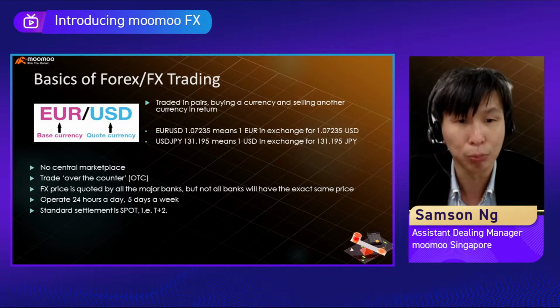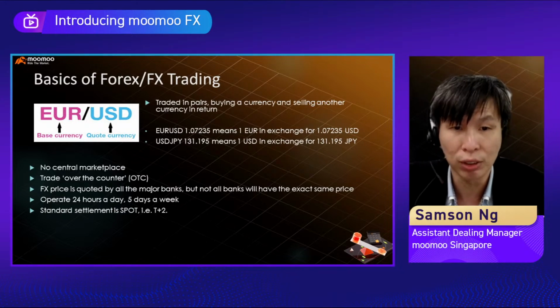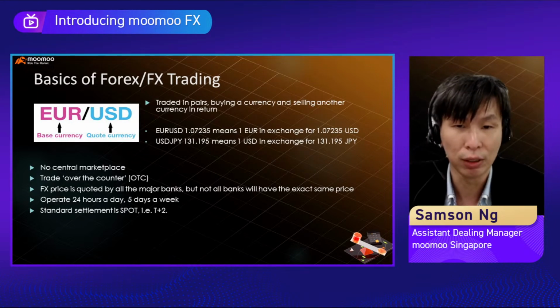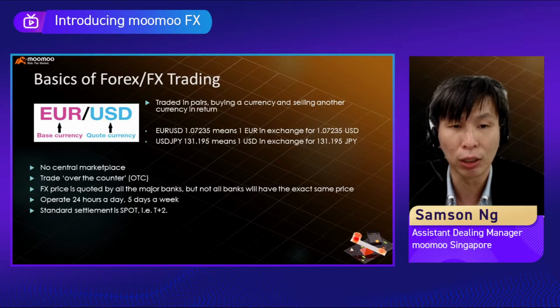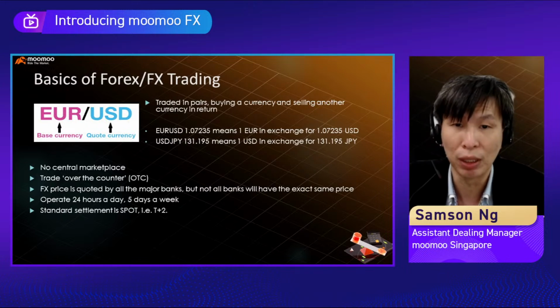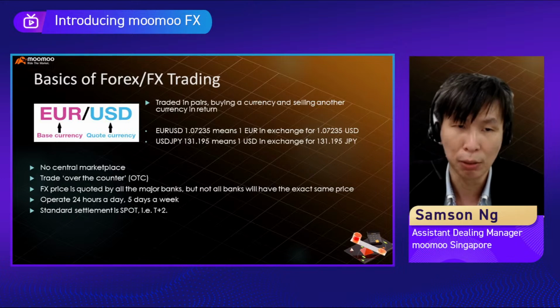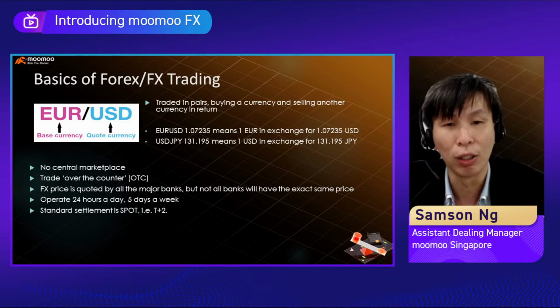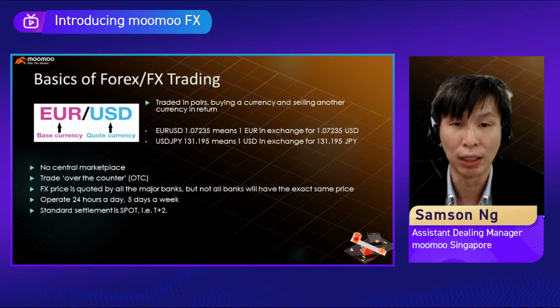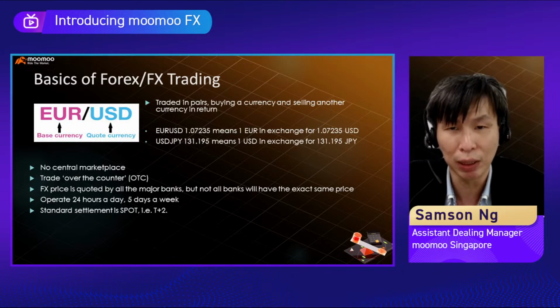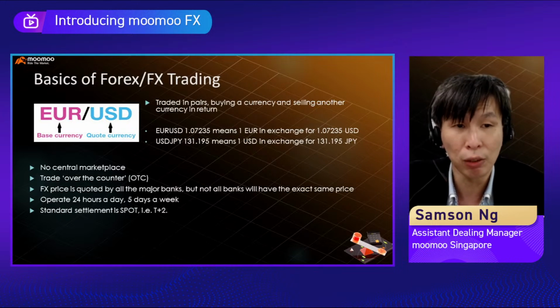And how do we look at the price of FX? Let us look at the first example. Euro dollar at the price of 1.07235 means that you are using 1 euro to exchange for 1.07235 US dollars. Another example is the dollar yen, which is the dollar against the Japanese yen, at the price of 131.195. It means that you are using $1 to exchange for 131.195 yen. Basically, the market price tells you how much you need to spend on one currency in order to buy another.